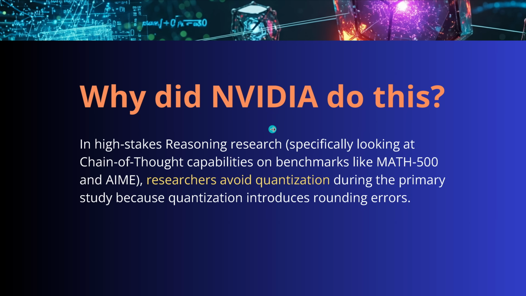Now they tell us that in high-stakes reasoning, research, chain-of-thought capabilities, benchmark testing, math testing, AIME 24 and 25, the researchers avoid the quantization during the study because the quantization introduces rounding errors. And normally for rounding errors, we have methodologies to somehow have an error prediction for the quantization quality reduction that we introduce.